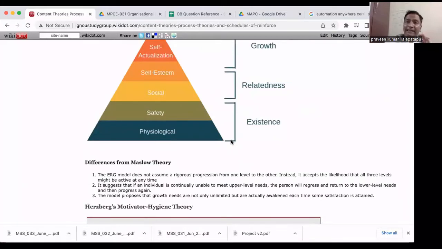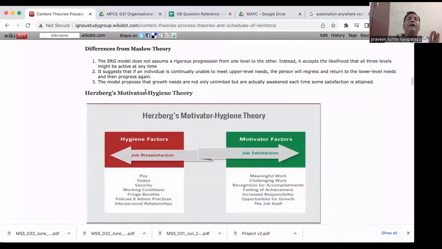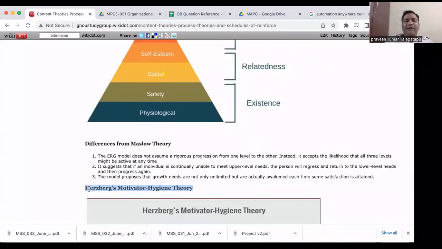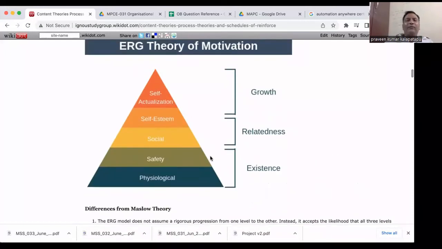Okay, now we have completed ERG theory as well. Now comes Herzberg's motivator and hygiene theory. So this is again concentrating on needs. Here we talked about 3, right? Now Herzberg comes and says that I don't even require 3, I require 2. So Maslow said 5. ERG said that no, 5 is too much, 3. Now Herzberg said that no, 3 is too much, let's keep it 2.